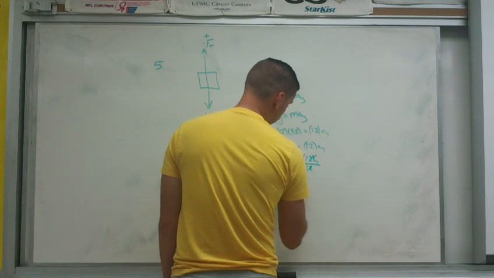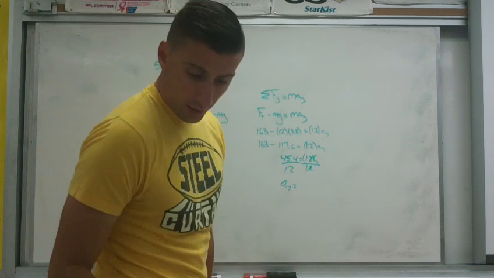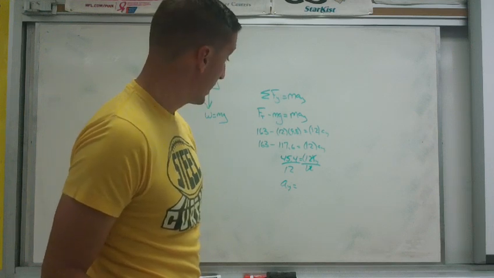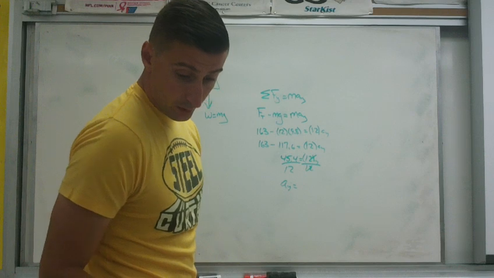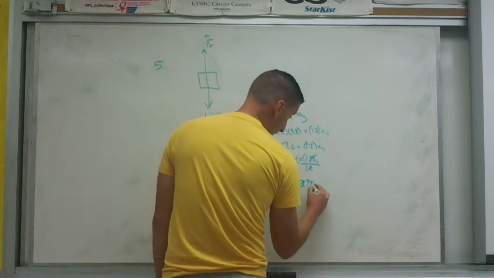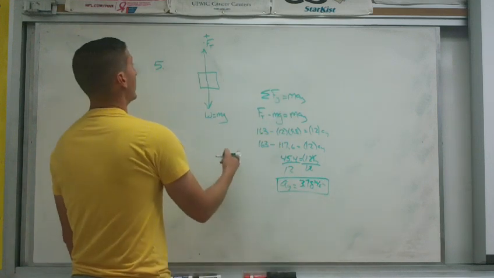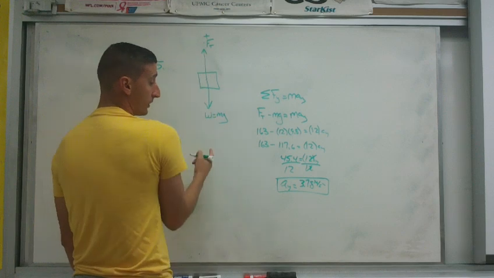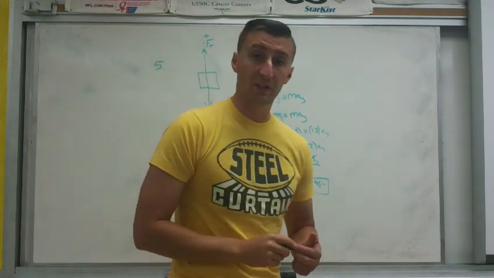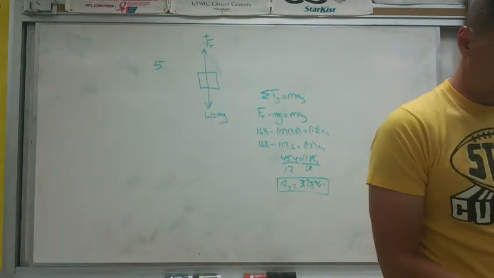12 cancels out. I get ay is equal to 45.4 divided by 12. I get 3.78 meters per second squared. Well, if it's positive, it has to be accelerating upwards. So the bucket is actually accelerating upwards at 3.78 meters per second squared. All right, let's look at number 6.